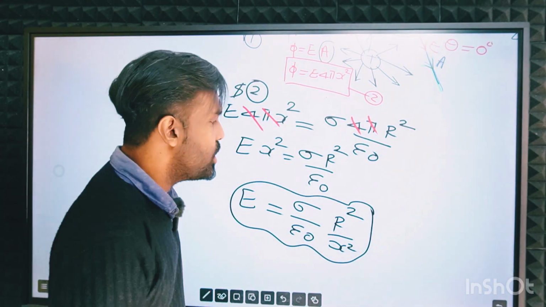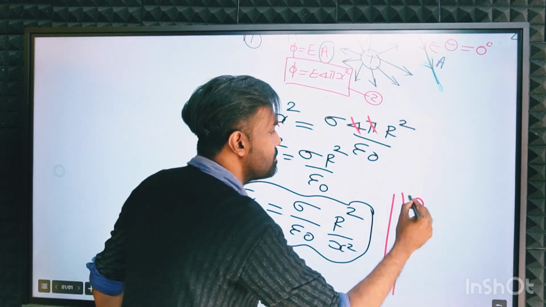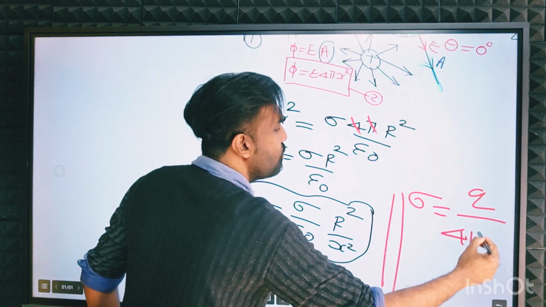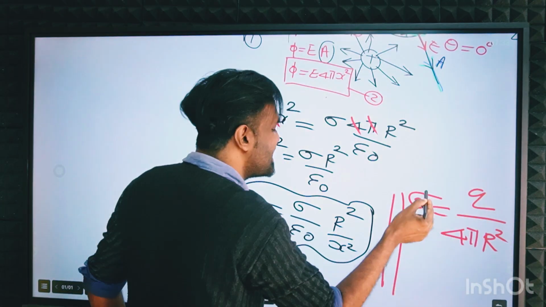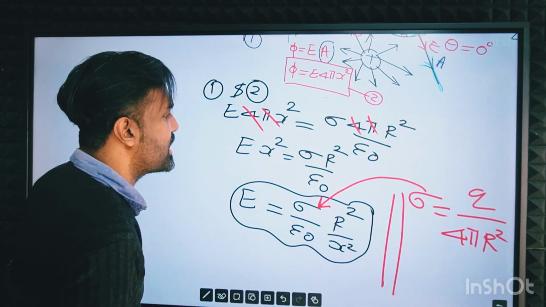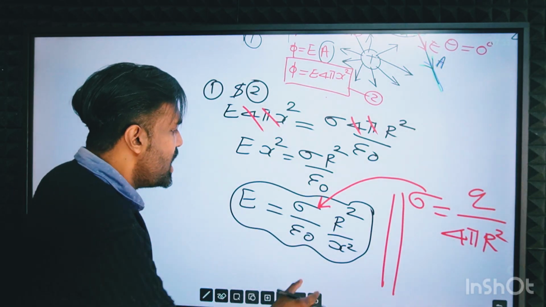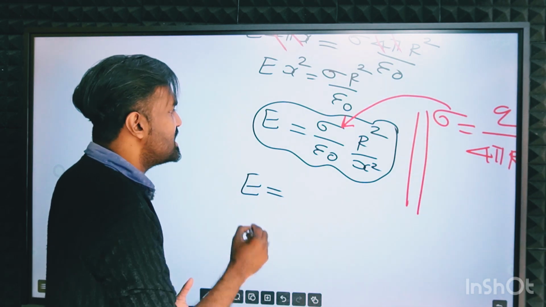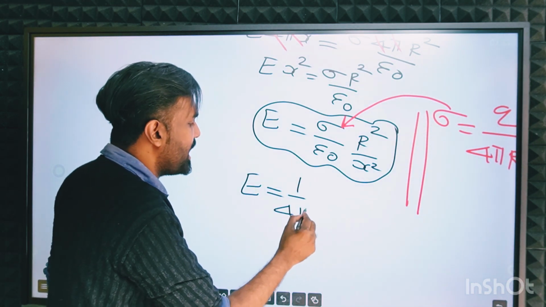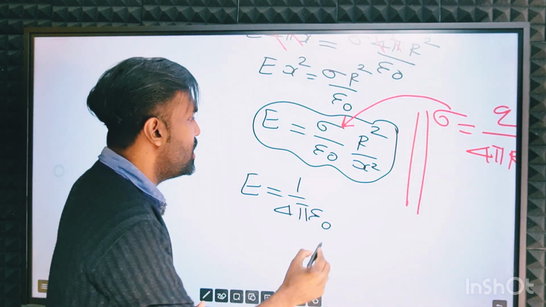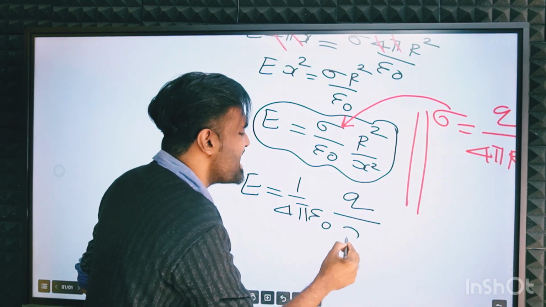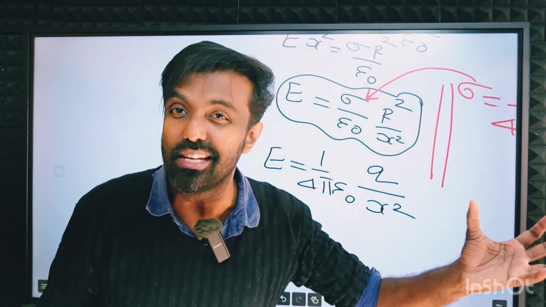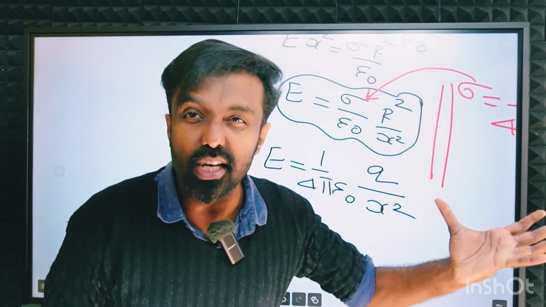And one more thing, we already studied that sigma is Q divided by 4 pi capital R square. Just substitute this value over here. Then you should get a simple formula: E is equal to 1 by 4 pi epsilon 0 charge divided by x square. That's the electric field intensity due to a charged sphere, guys.